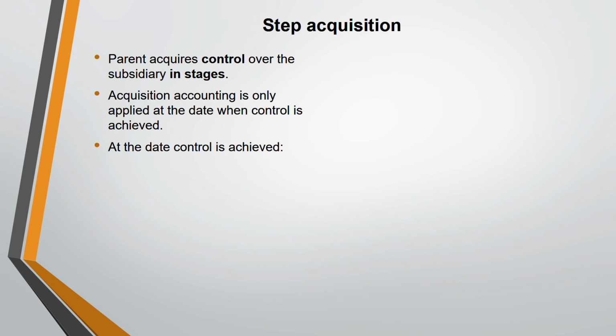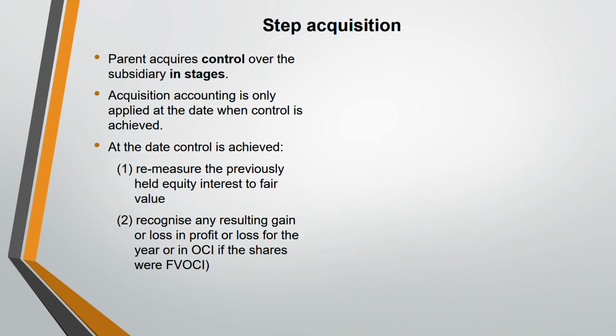So at the date the control is achieved, these are the following things you need to do. Remeasure the previously held equity interest to fair value. Let's say the previous equity interest was 30%. It was an associate, no? 30%? Less than 50%. It was not a subsidiary. So now because you have achieved control, you have to remeasure it at the day when you have achieved that control. The first time when you bought it, it was many years back. But recently when you bought the second purchase, you got control. So you have to remeasure that to fair value. Second, recognize any gain or loss.